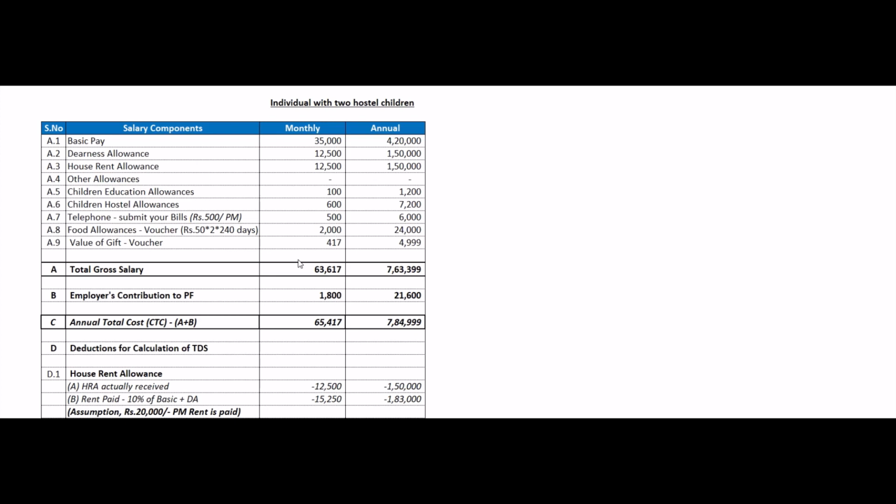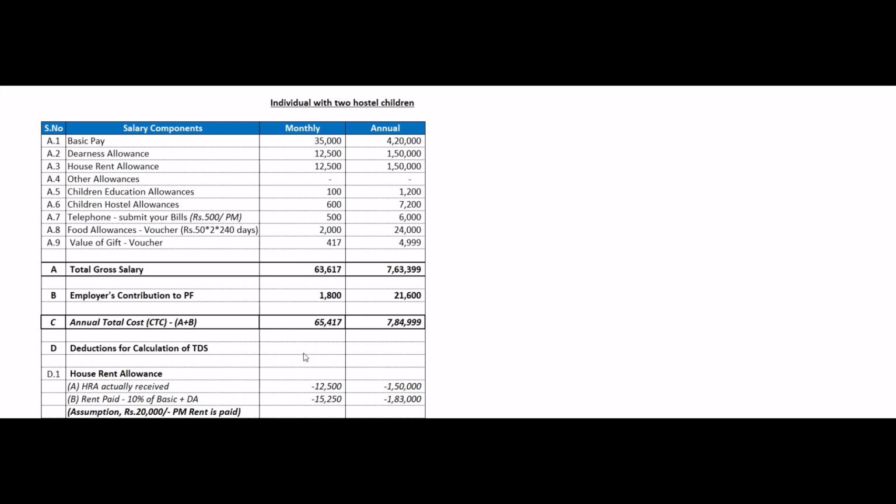Next perquisite is gift. If an employer gifts an employee less than rupees 5,000 per year, then that amount is not taxed in the hands of the employee. So what the employer can do is, up to rupees 4,999, provide them vouchers so that the employee can avail this benefit. So this makes our total gross salary 7,63,400, which is the same as in the previous sheet.